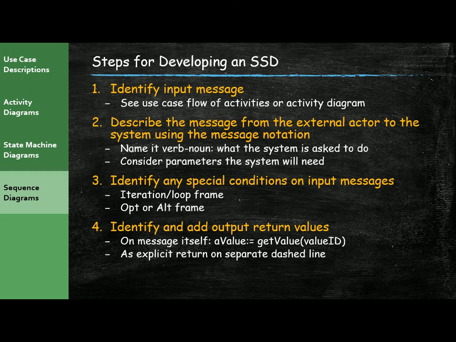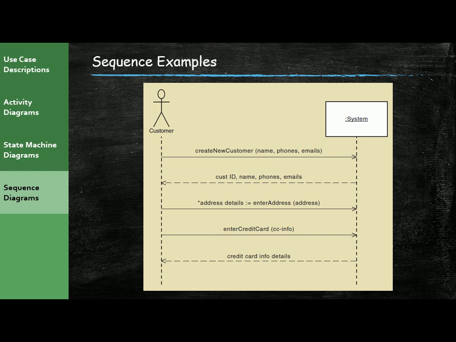Let's take a look at an example of these diagrams. Here is an example of a simple sequence diagram. We've got our customer. They create a new customer. They pass the name, phone, and email. Then our system returns back the customer ID, the name, the phone, and the email. Then we can add an address.